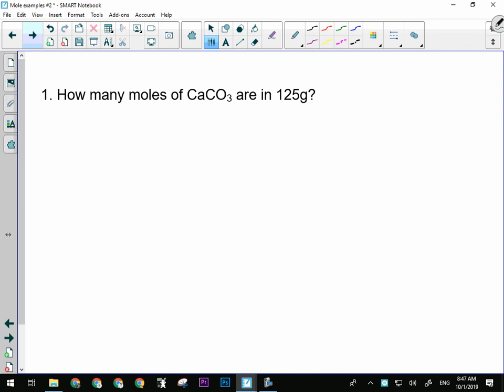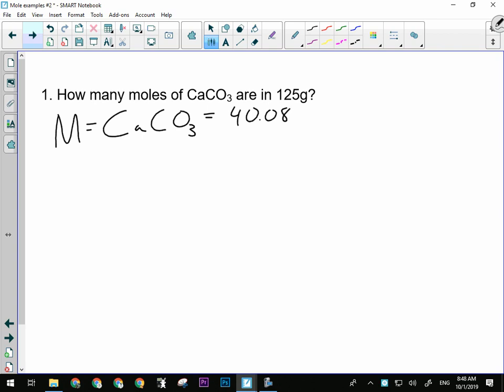All right, so how many moles of calcium carbonate are in 125 grams? First thing we want to do in any problem-solving situation, be it mole equation or when we get to physics, the first step is write down your givens. That is what the question told you. So the question told me the material, calcium carbonate, which means I can calculate the molar mass using the periodic table.